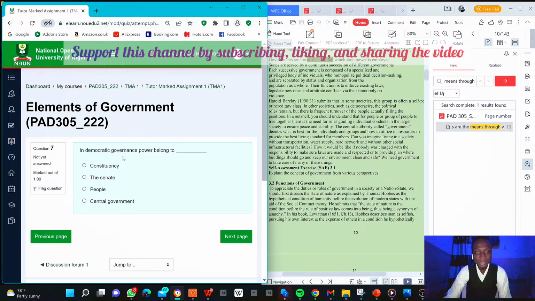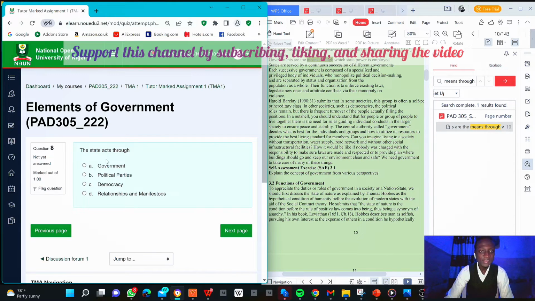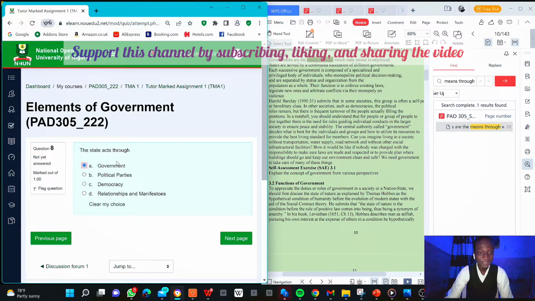In democratic governance, power belongs to the people. We all know that. Power belongs to the people. The state acts through government. Definitely, we don't need much searching for that.